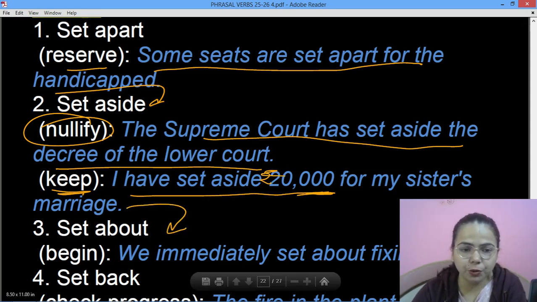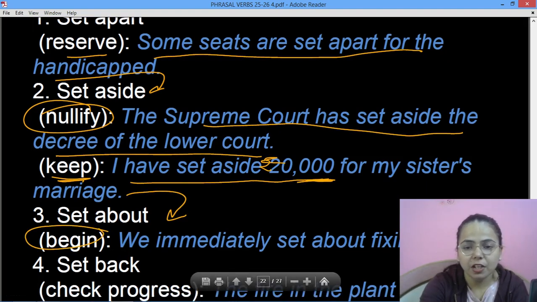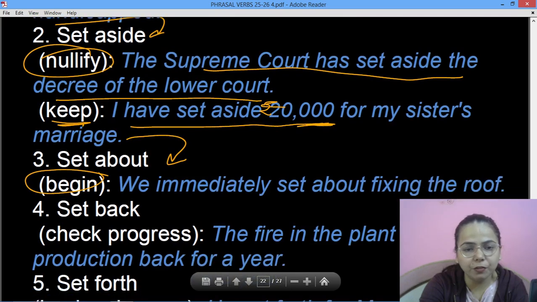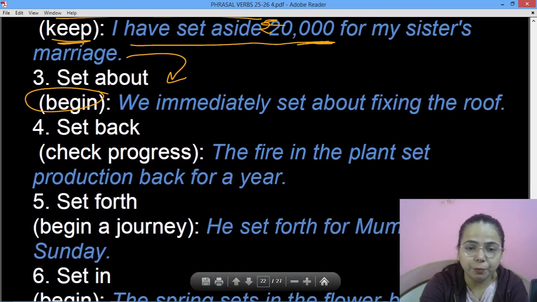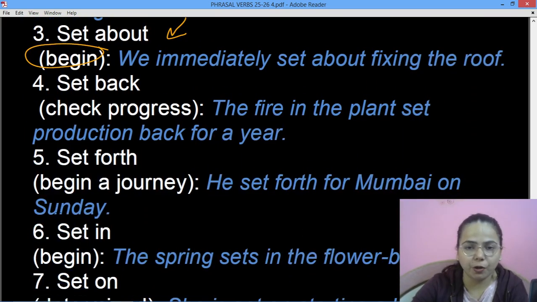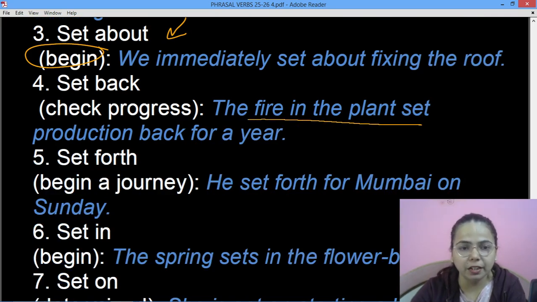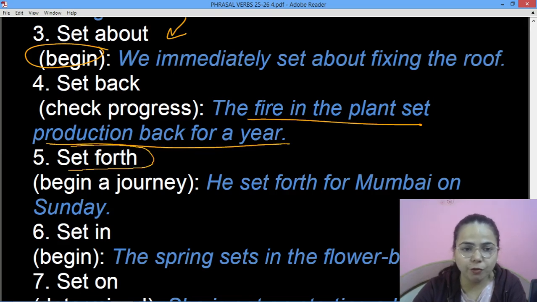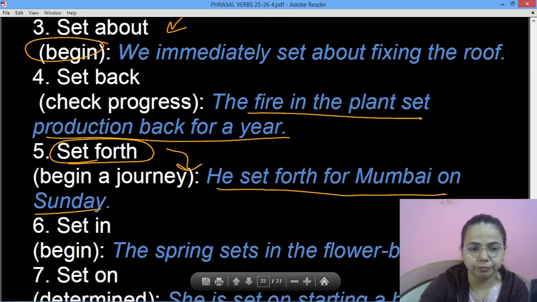Then set about, you are supposed to begin with something. We immediately set about fixing the roof. Set back means to check the progress. The fire in the plant set production back for a year. Set forth, to begin a journey. He set forth for Mumbai on Sunday.